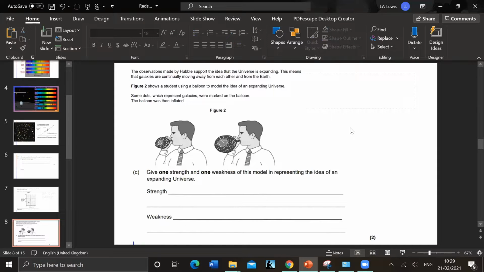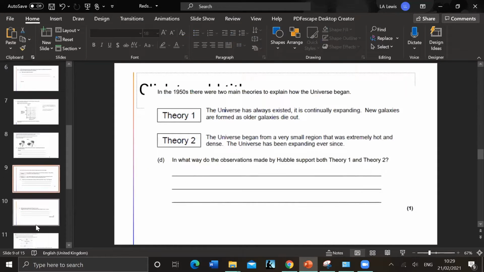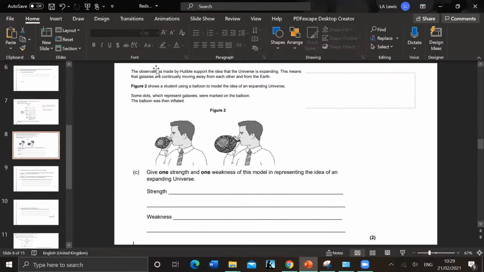There's the balloon I'm talking about. There's 2 parts to this question. Let's have a look. The observations made by Hubble support the idea that the universe is expanding. Oh, we just said that. We already jumped the gun there, didn't we? This means that galaxies are continually moving away from each other and from the Earth. Figure 2 shows a student using a balloon to model the idea of an expanding universe. Some dots which represent galaxies are marked on the balloon. The balloon was then inflated. Give 1 strength and 1 weakness of the model in representing the idea of an expanding universe.